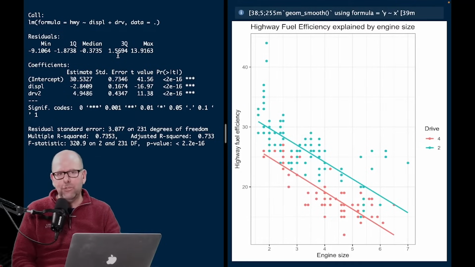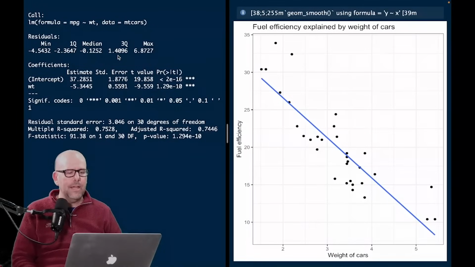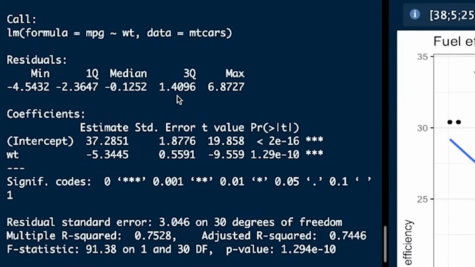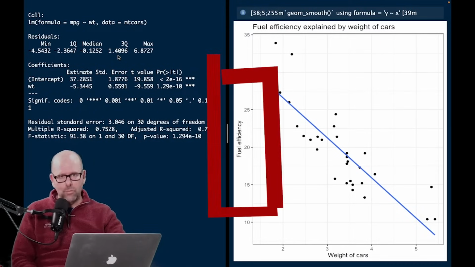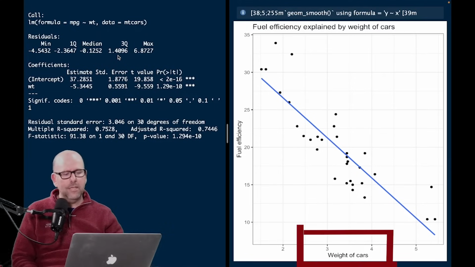We've talked about adding a numeric variable. Let's talk about interactions. And before we look at the interaction, to understand it, let's look at fuel efficiency explained by weight of cars. This is actually a different data set. We've got fuel efficiency on the y-axis, and weight of cars on the x-axis, and as the weight of cars goes up, the fuel efficiency goes down. You would expect that. Happy days, it looks to be pretty linear.